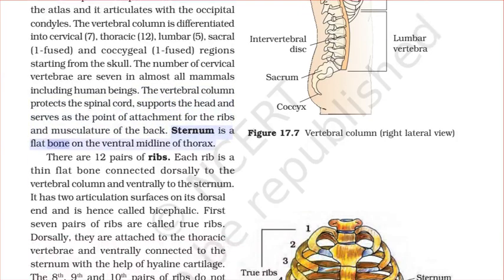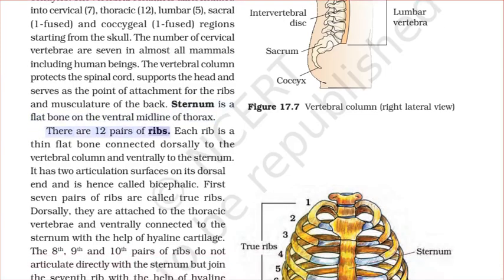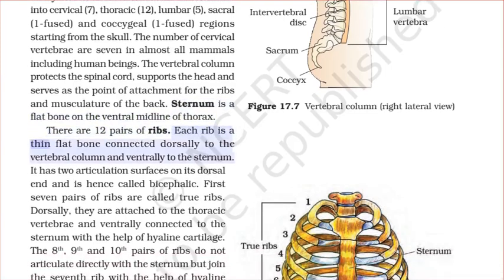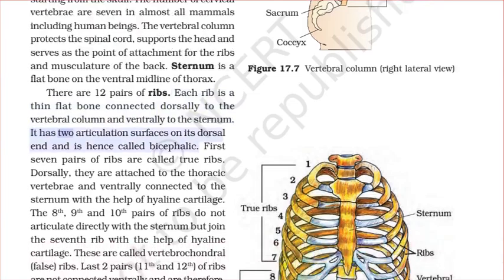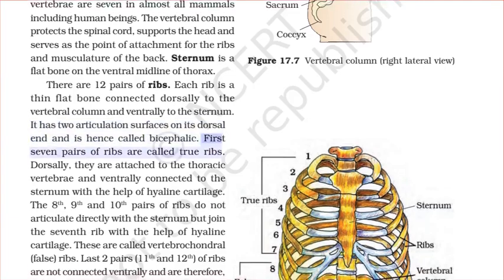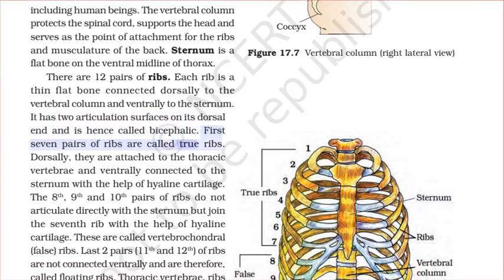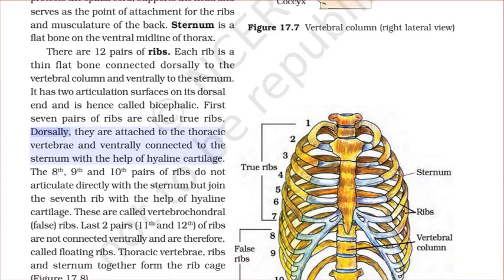Sternum is a flat bone on the ventral midline of the thorax. There are 12 pairs of ribs. Each rib is a thin, flat bone connected dorsally to the vertebral column and ventrally to the sternum. It has 2 articulation surfaces on its dorsal end and is hence called bicephalic. The first 7 pairs of ribs are called true ribs. Dorsally, they are attached to the thoracic vertebrae and ventrally connected to the sternum with the help of hyaline cartilage.